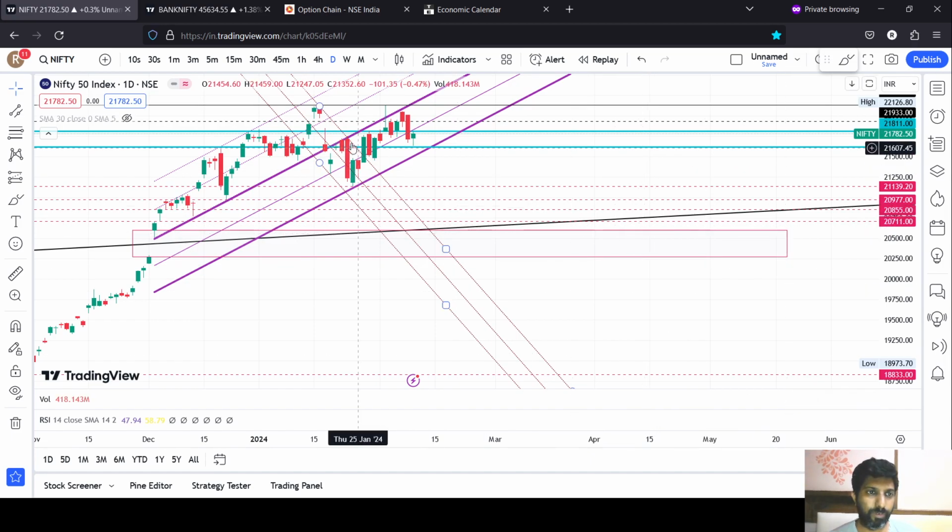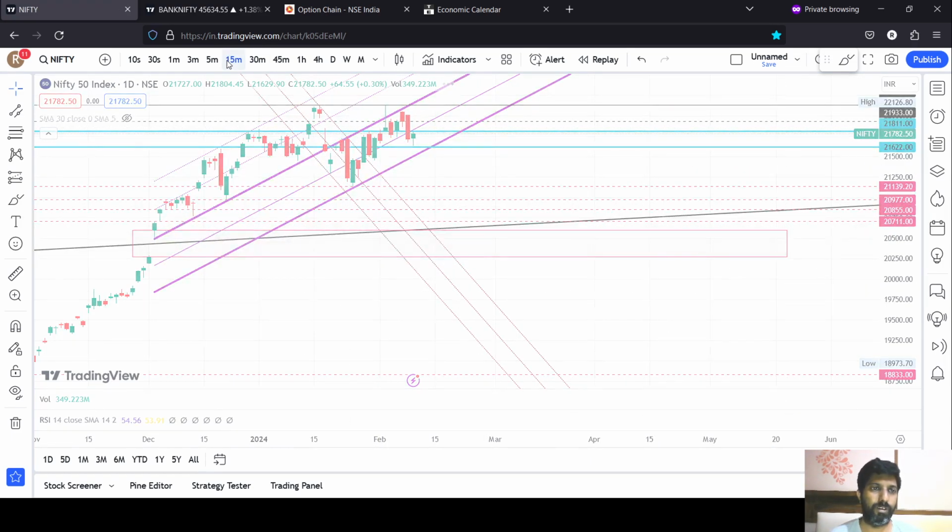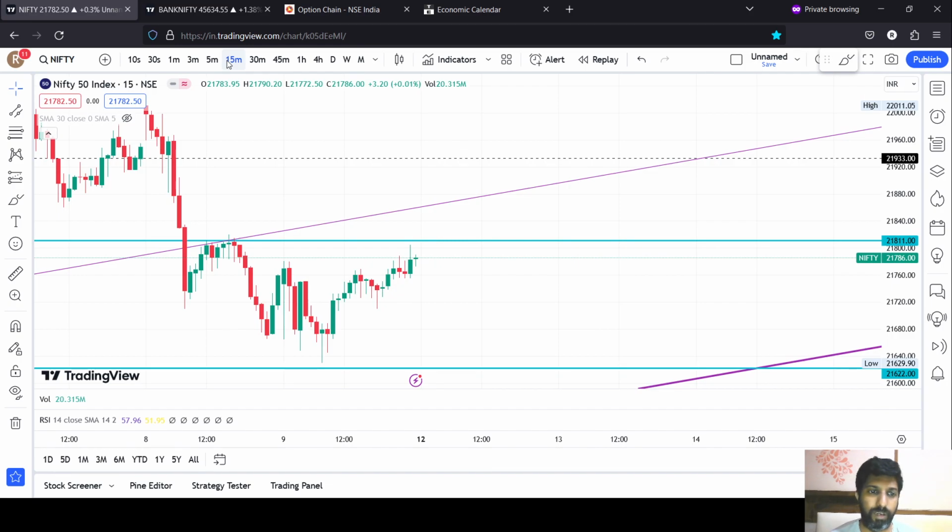So let's take a look at the 15 minutes time frame chart to see how Nifty proceeded on Friday. It started off with a hammer in the first 15-minute candle, and the entire day it was almost trading inside it. Now almost at the close of the day, it broke out of this particular hammer, broke the top of it, and that suggests that there might be upside.